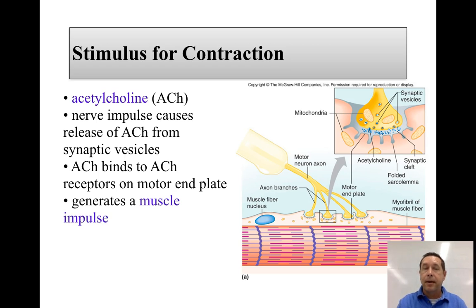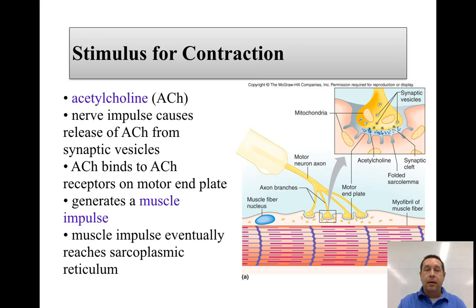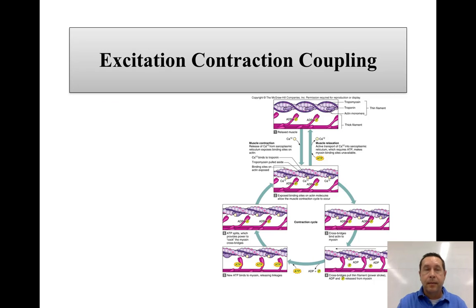That's going to generate an electrical signal inside the muscle fiber called a muscle impulse. Eventually, it's going to travel along the sarcolemma, down the sarcoplasmic reticulum, into the cisterna of the sarcoplasmic reticulum, and then it's going to travel down and cause different changes to occur. So there's something called excitation contraction coupling that occurs.